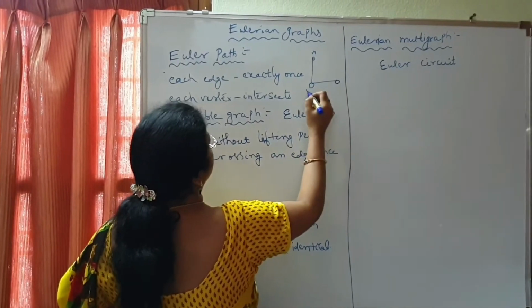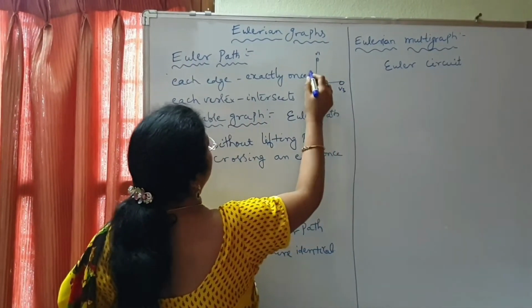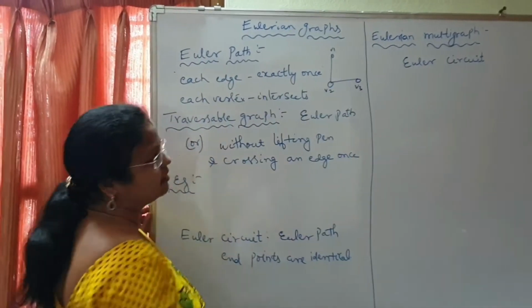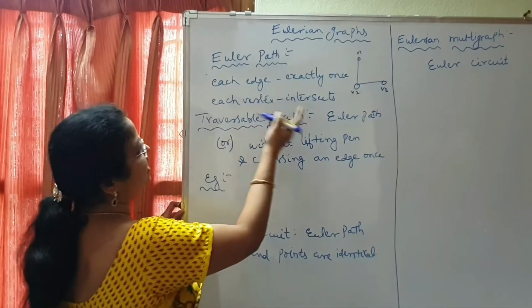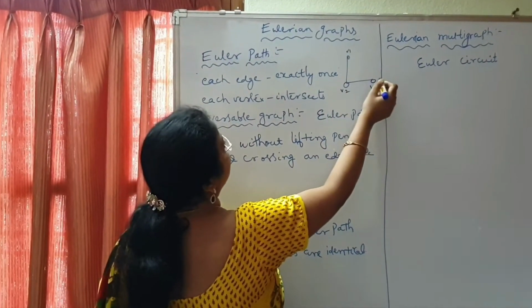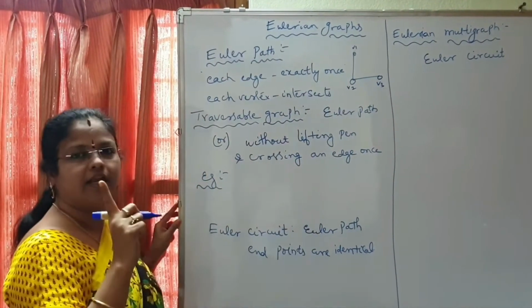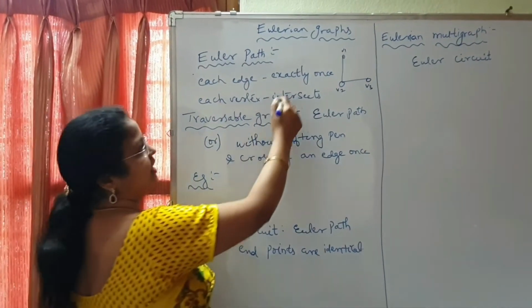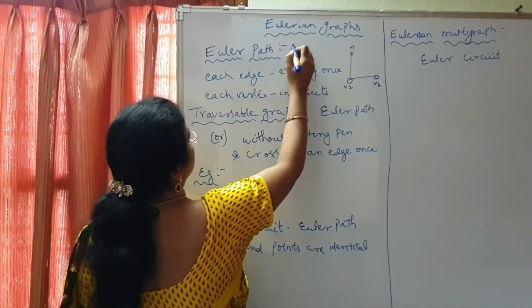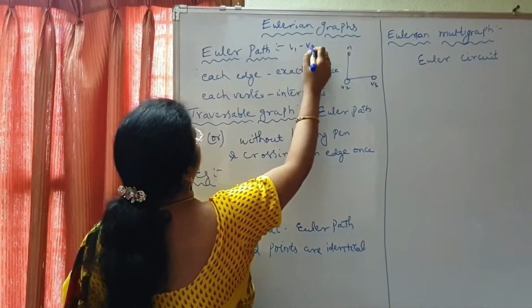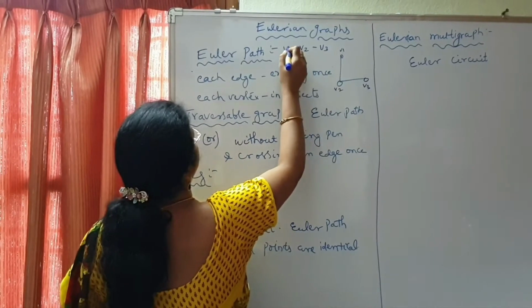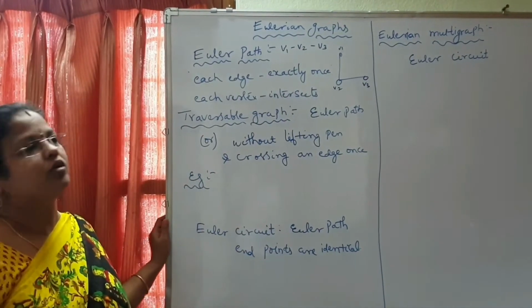Why? Because here, if you see, these two are the edges and these three are the vertices, and we are crossing each edge only once, and each edge intersects the vertex exactly one time. So this is a simple example of an Euler path. Simply, you can write it as V1 to V2 to V3. This represents an Euler path.